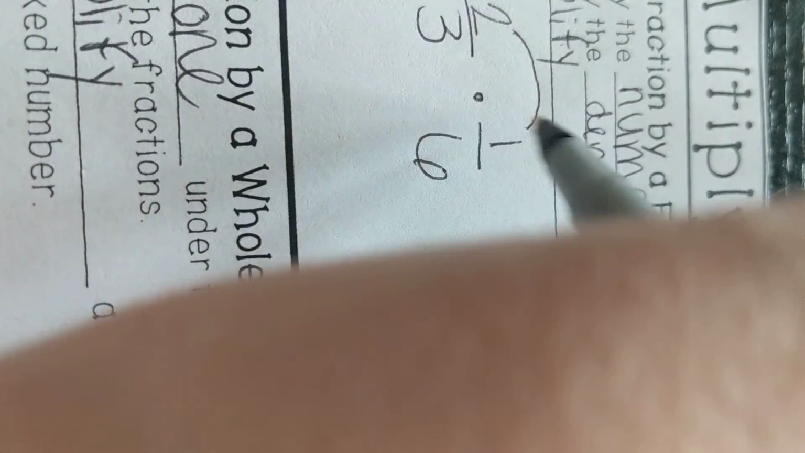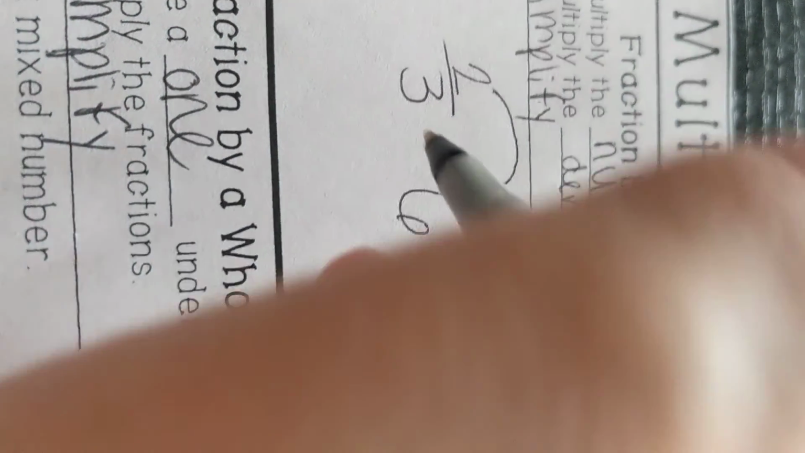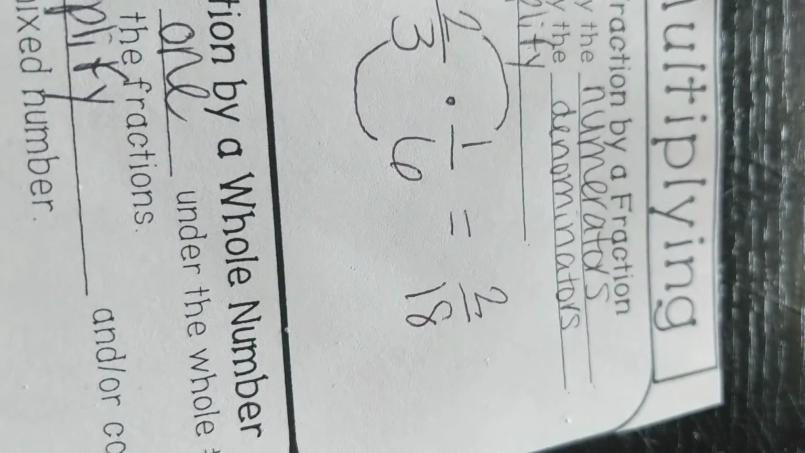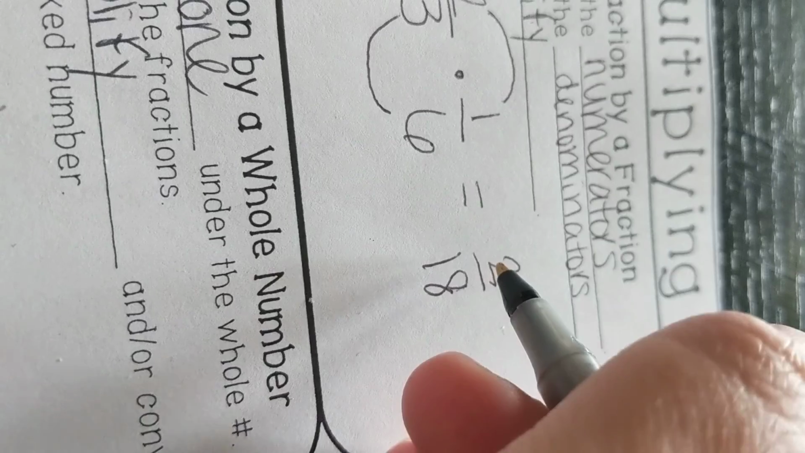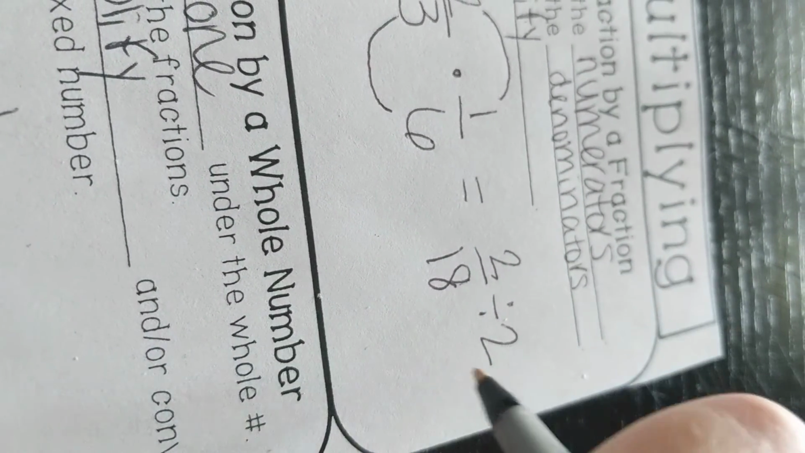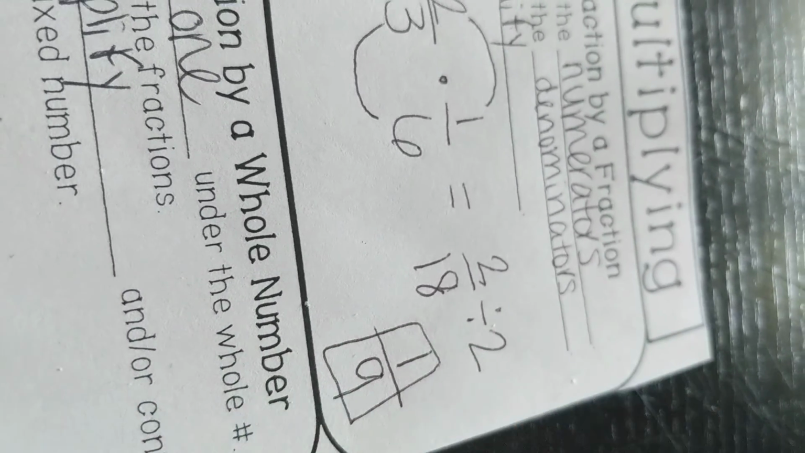So we multiply the tops, 2 times 1 is 2. Multiply the bottoms, 3 times 6 is 18. And then the last step is to simplify. They're both even, so we can divide by 2. 2 divided by 2 is 1. 18 divided by 2 is 9. And then that is it.